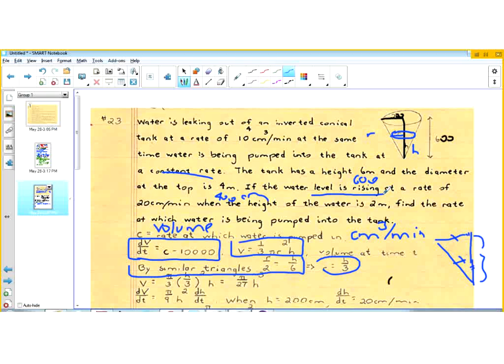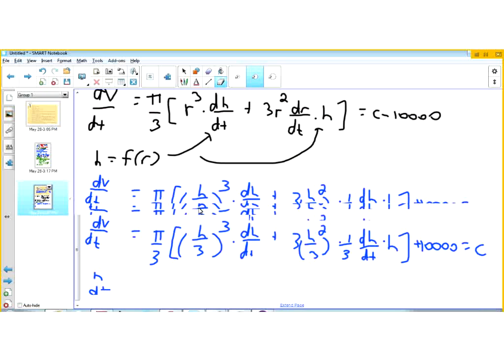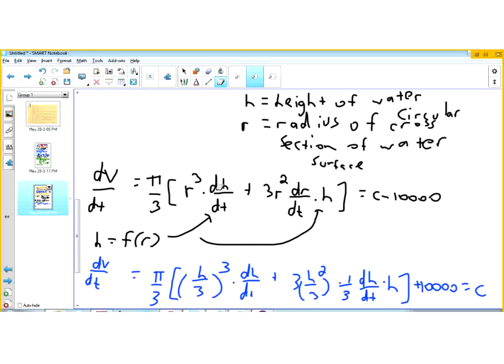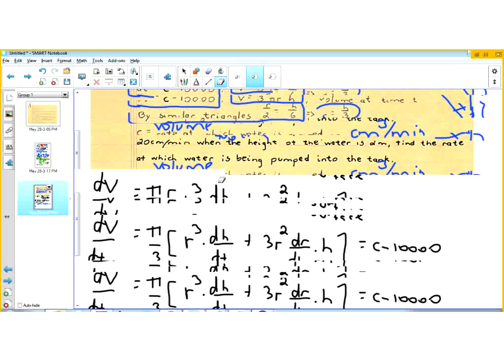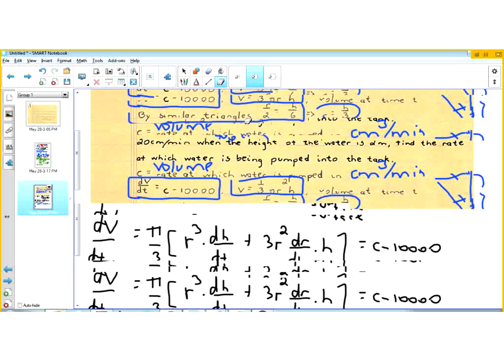We know that the water level is rising at a rate. You see this clause right here? If the water level is rising, this tells us that we have the change in H with respect to T. And so that's why I chose to use H instead of R. In other words, I could have replaced H with its expression in R.